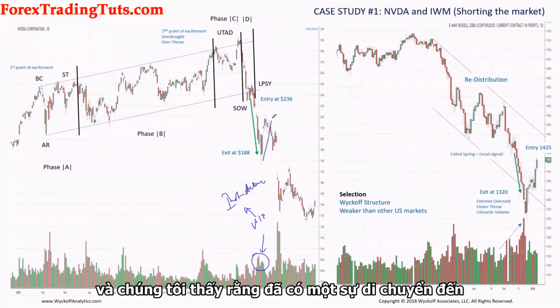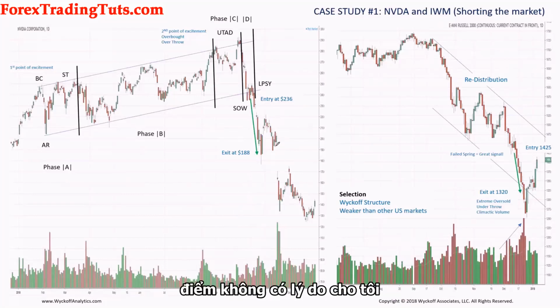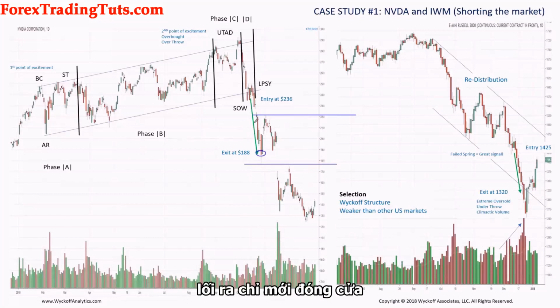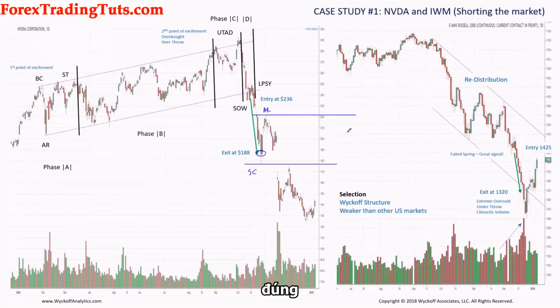And we see that there was a move to the upside. So some of them were buyers at this point. There was no reason for me to wait for a potential trading range to develop. That was the thought at the time. So the exit was just at the close. And initially, I thought that my analysis was correct.